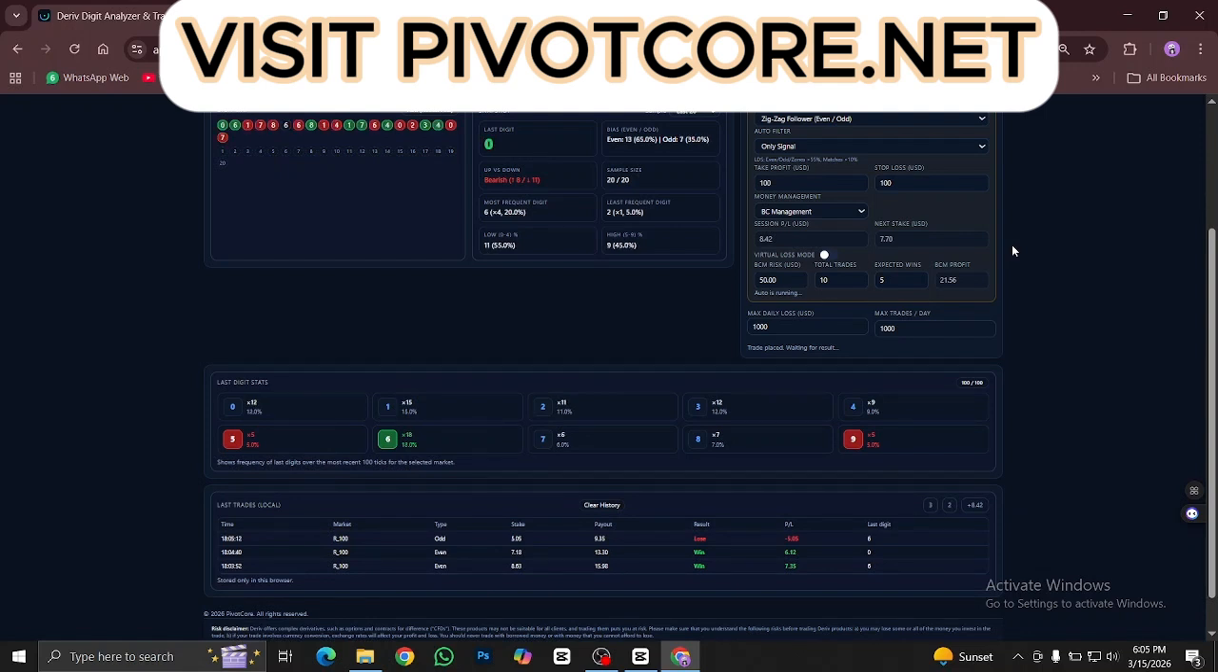And there we have it, 10 trades, 5 wins, and a successful session completed exactly as planned.